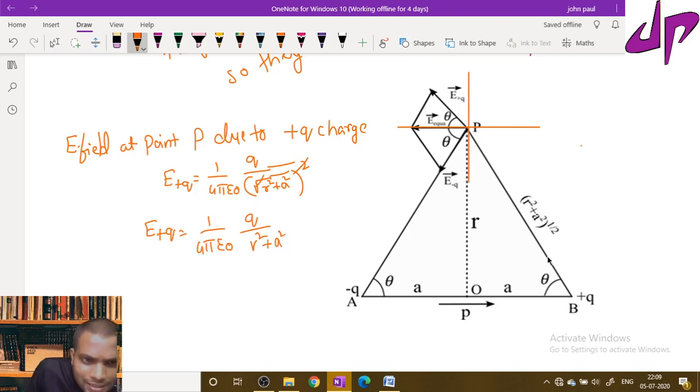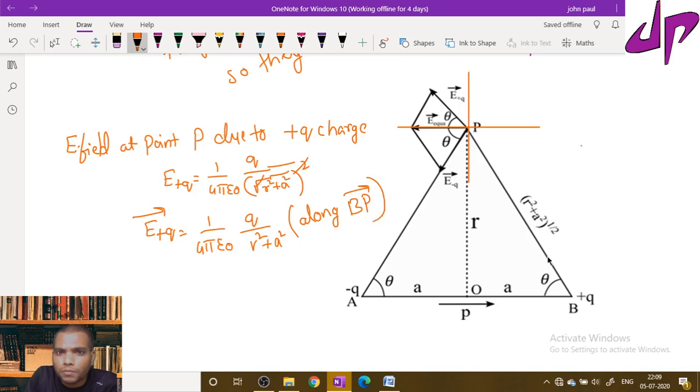And where is the direction? Now I would like to mention the direction. This line is showing the direction along B to P, so it is along B to P. So that is the electric field due to the positive charge.